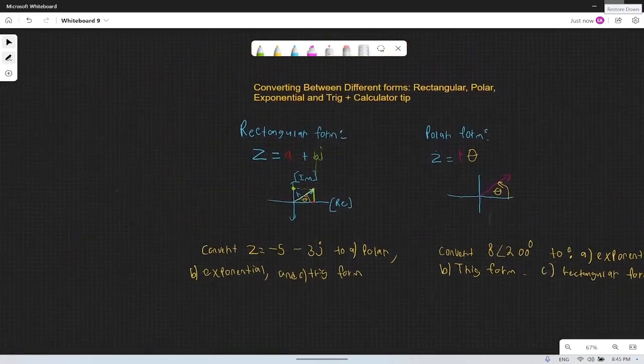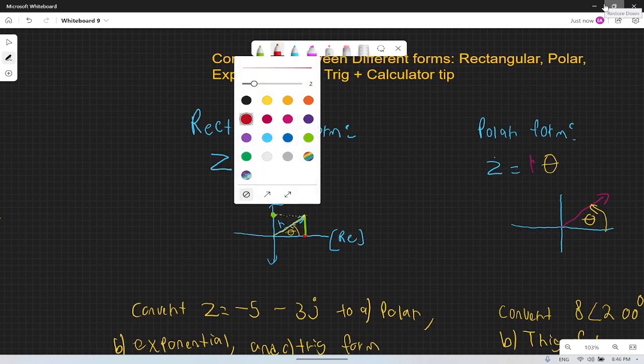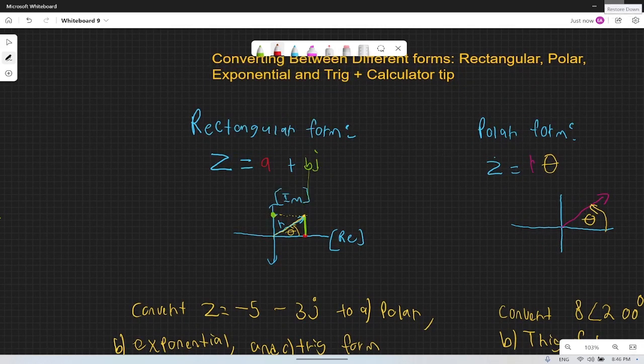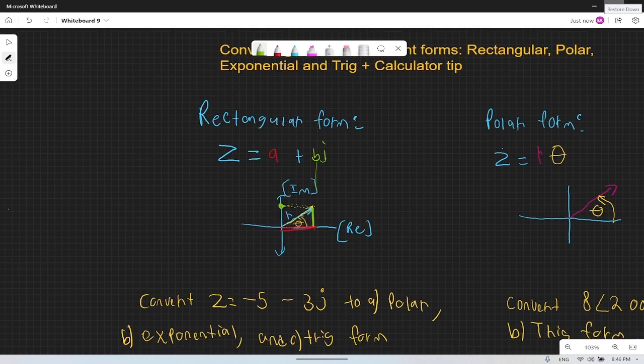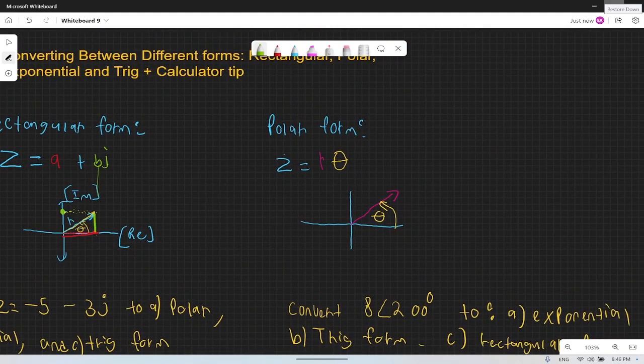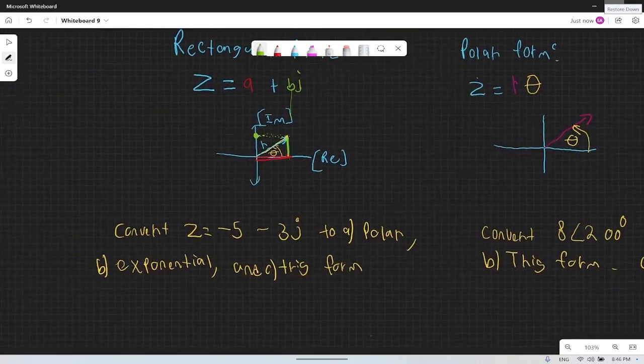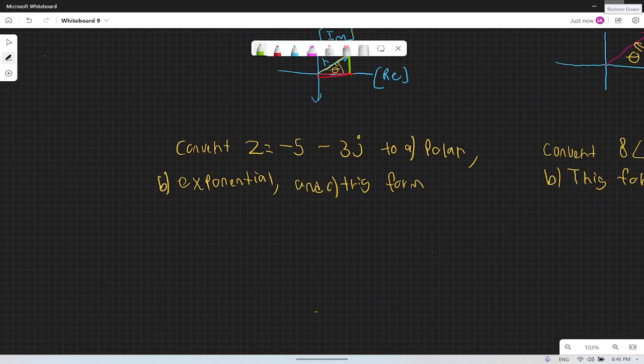So starting with the rectangular form, it's in the form of a plus bj, or i, depending on the notation, where a is the real component and b is the imaginary component, and basically just the intersection of these points is where the coordinate is. And then polar form has an angle and a length. In order to find the length, known as r, we have to use the Pythagorean theorem.